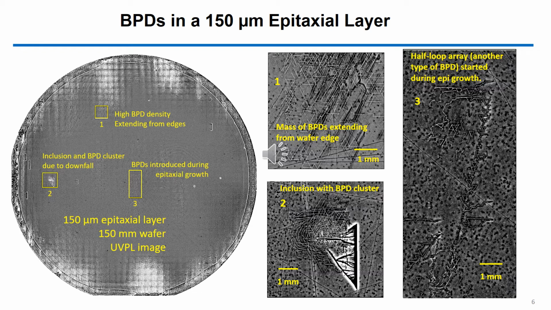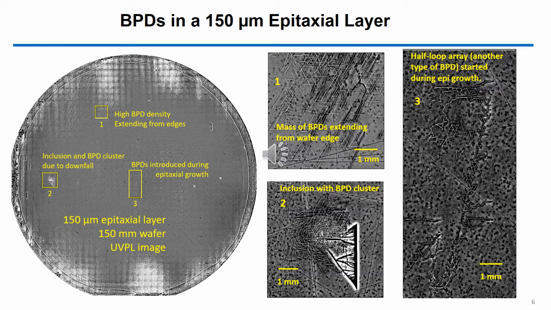If you look at area number 1, which is near the edge of one of those bands, you can see the density just gets higher as you go closer to the edge. You can also see an inclusion with a cluster of BPDs that's labeled area 2. You can see it in the full wafer image, and a blow-up is shown on the right.